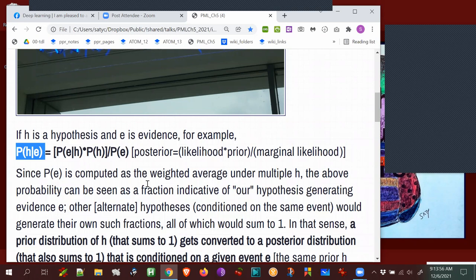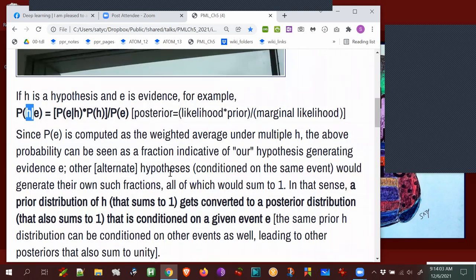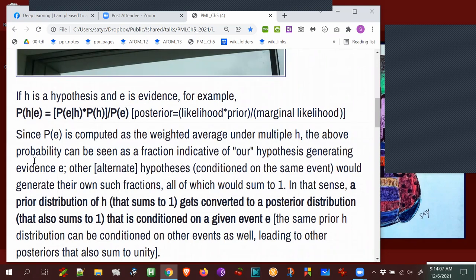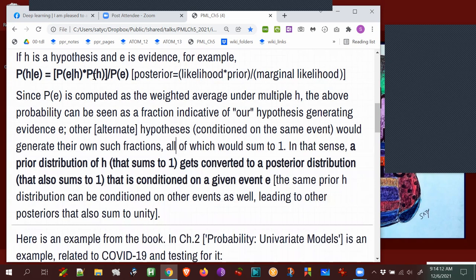So the bottom looks like a weighted average. And so you have a fraction for our hypothesis generating evidence E, but then other hypotheses for the same event could generate their own fractions. And so they'll add up as well. So this is what I just said: a prior distribution of H that sums to one is converted to a posterior distribution that also sums to one under any event E.